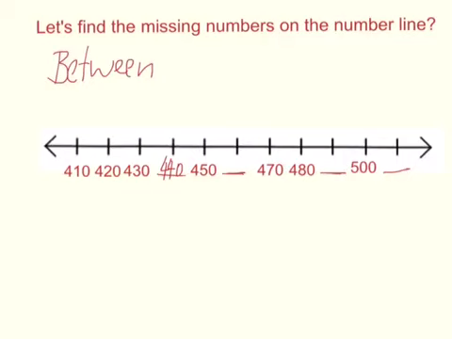We know it's got to be 400. And what's 10 more? Because we know that each of these are counting in tens. So what is 10 more than 80? 90. Excellent. So the number between 480 and 500 is 490. Now, we've done our between.